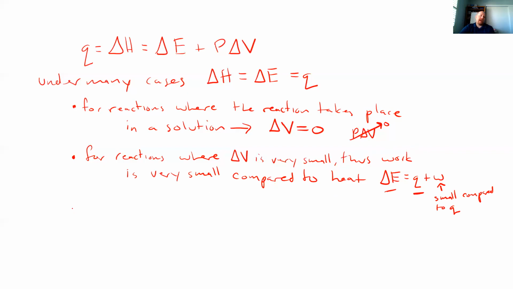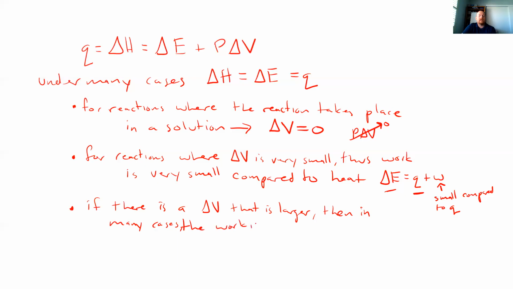And the most hand wavy of these things that we're going to look at is if there is a delta V that is larger, then in many cases the work is still much smaller than the heat associated with the process, like a chemical reaction.